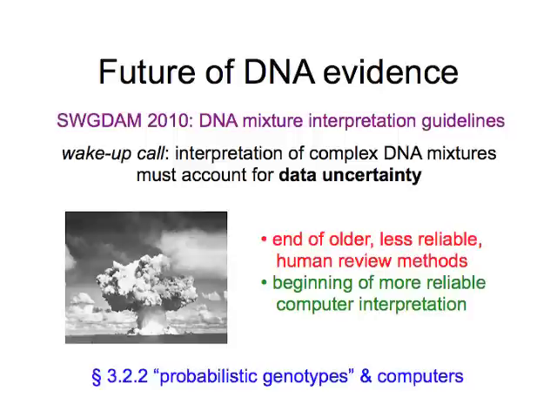It was a wake-up call that complex DNA mixtures needed to be interpreted in a way that did account for data uncertainty, and older, less reliable methods of human review of mixtures were de-emphasized. It was the beginning of more reliable computer interpretation. More specifically, there's one paragraph, 3.2.2, that acknowledges the role of probabilistic genotyping methods, of which there are several, and implicitly the role of computers in solving these problems.